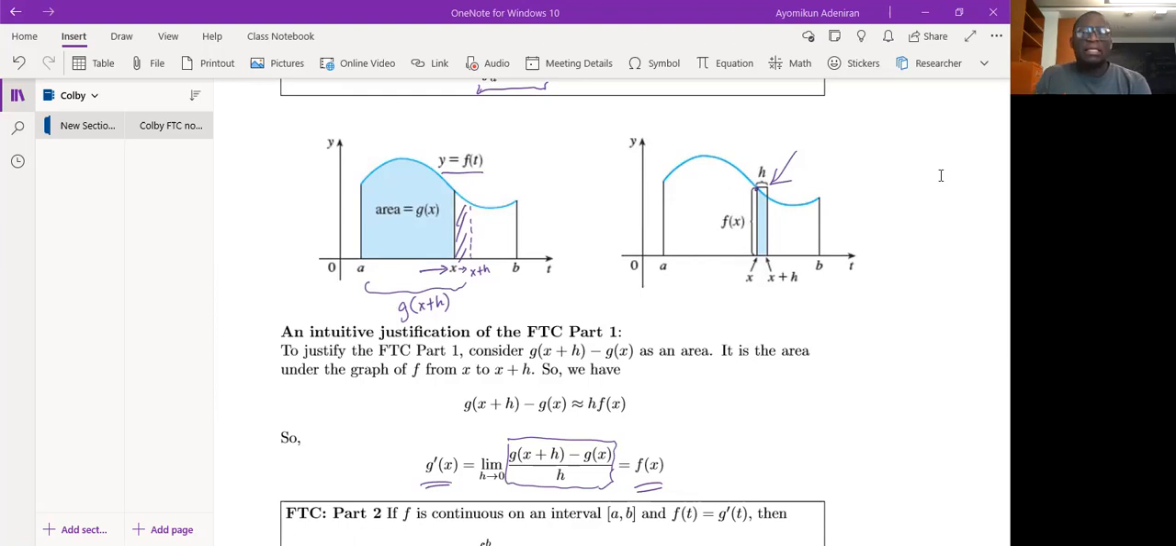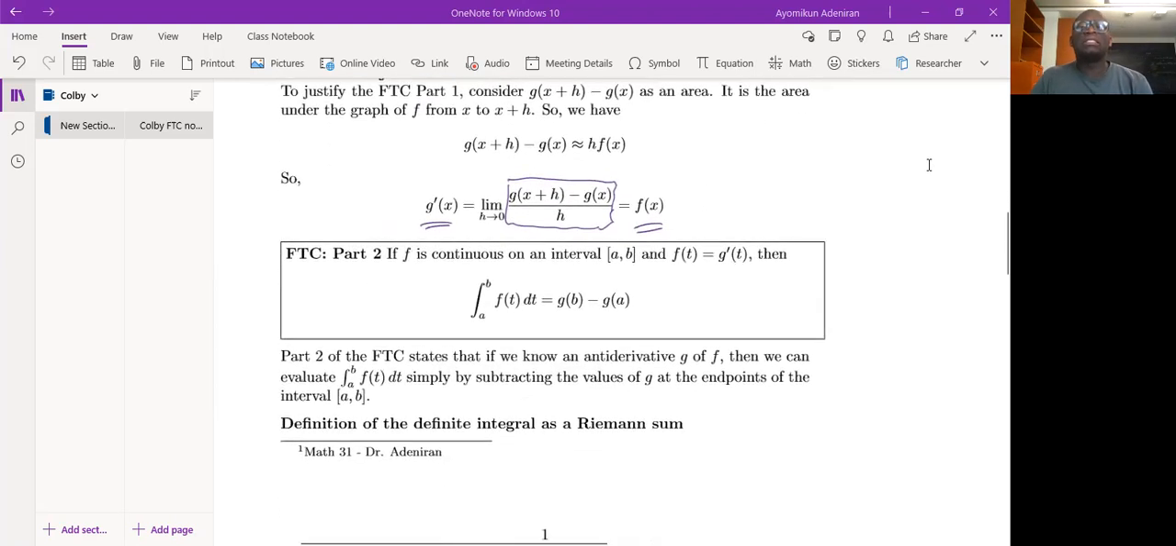So that being said, there's a second part of the fundamental theorem of calculus. So this is the first part. Let's look at the second part. The second part says, if f is a continuous function on the closed interval a to b, and f of t is the derivative, g prime of t. In other words, if g is an antiderivative of f, then this integral from a to b of f of t dt is exactly g of b minus g of a.